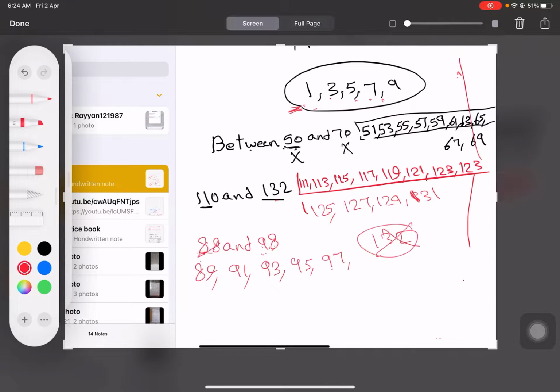I will not use 88. I will not use 98. So the odd numbers are 89, 91, 93, 95, and 97. Okay, these are the numbers. I will leave for you the 3 questions here to solve.